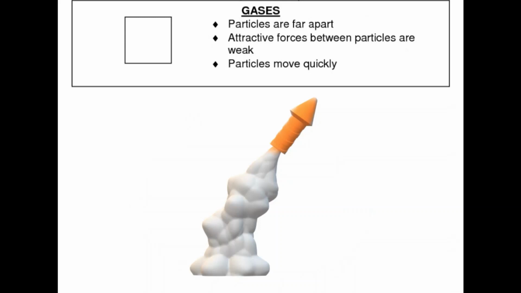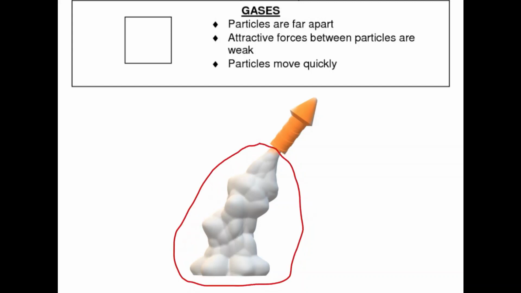Gases. So the characteristics for gases here are: particles are far apart, attractive forces between particles are weak, and particles move quickly. So this is a rocket. Believe it or not, it's a rocket ship. It's not a dart or an arrow or anything. It's a rocket. And here are the gases being released from the rocket.